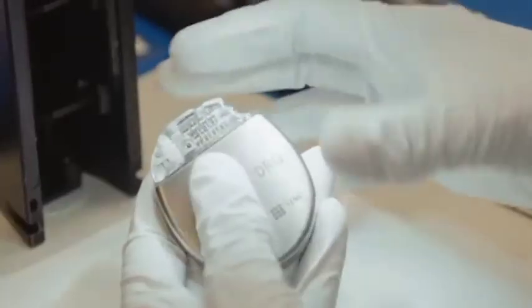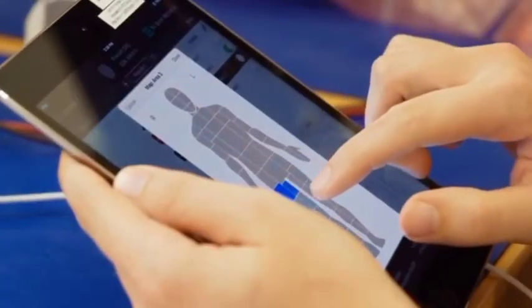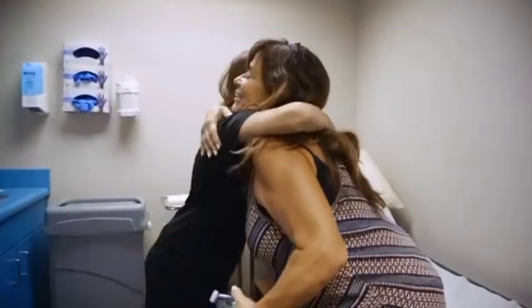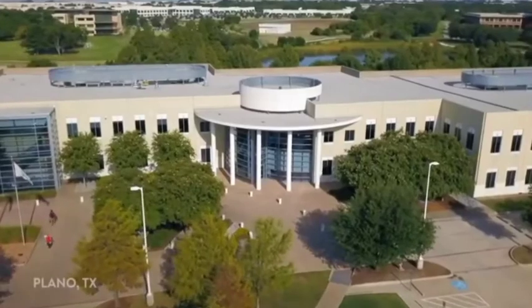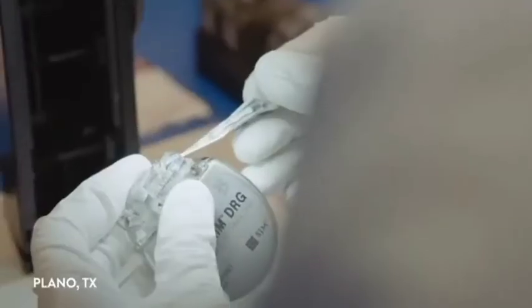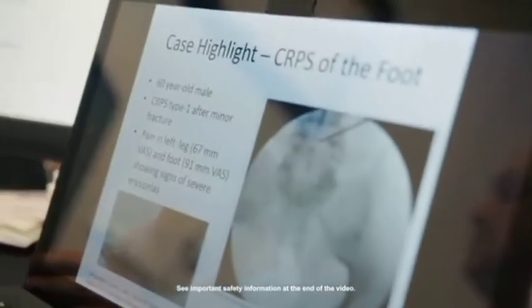It's as close to a medical miracle that I've seen in my 30 years of doing pain management. It's exciting technology designed by Abbott that's empowering people to just go out and live their lives. DRG therapy provides relief from difficult to treat chronic pain of the lower limbs in patients with complex regional pain syndrome. It's a huge deal.